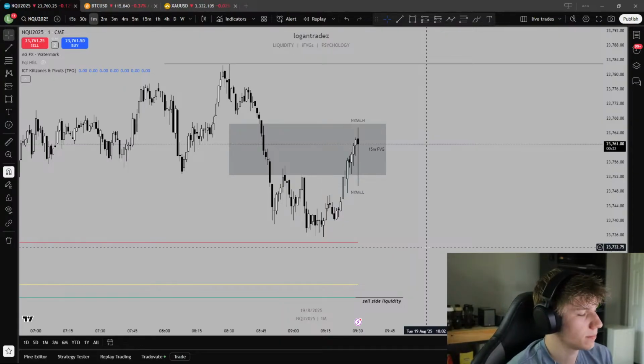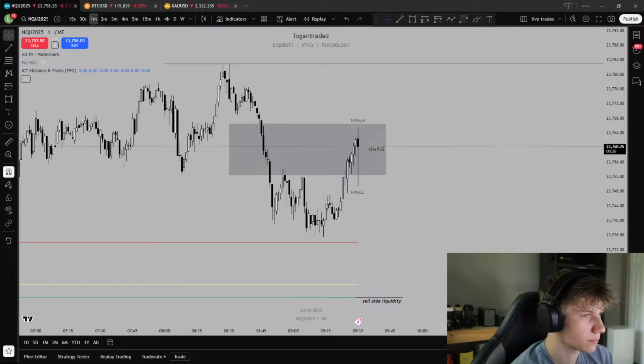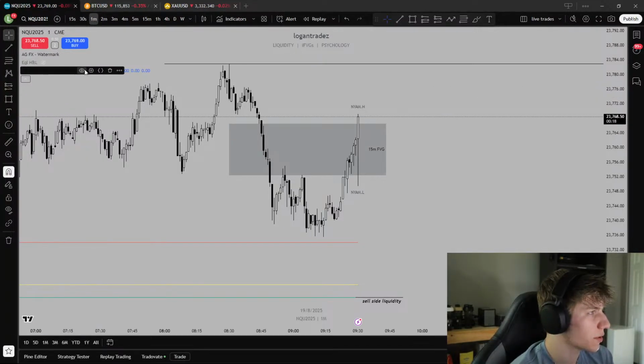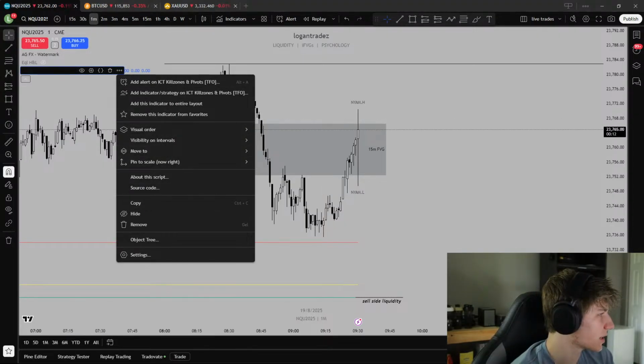What's up? All right. Yeah. You just go on the kill zones and pivots, click the three dots, and then hit copy, and it'll copy your settings for it and everything.